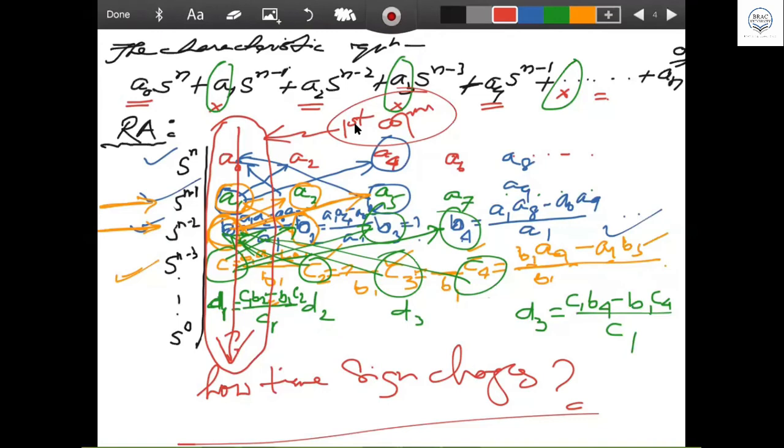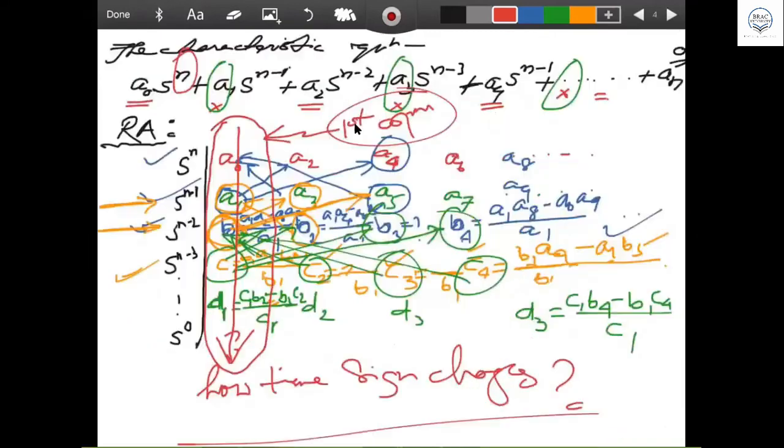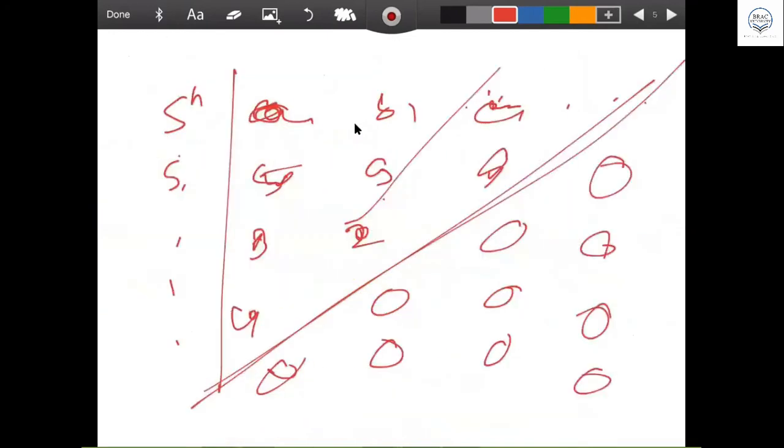There are altogether how many closed loop poles? N number of closed loop poles, because S to the power n, factorize it, you get n poles. Among the n poles, how many are on the right half S plane? That is the information we need. If there is one single pole on the right half S plane, the system will be unstable. If there are 0 sign changes, then you can say it is a stable system, and all the poles are located on the left half S plane. That's the way we have to go.